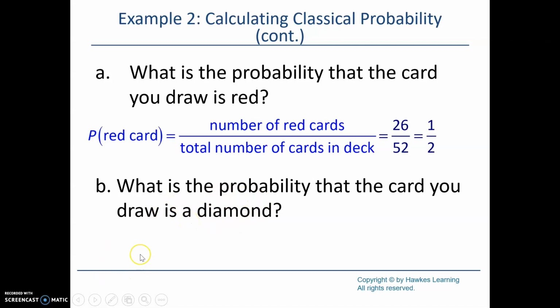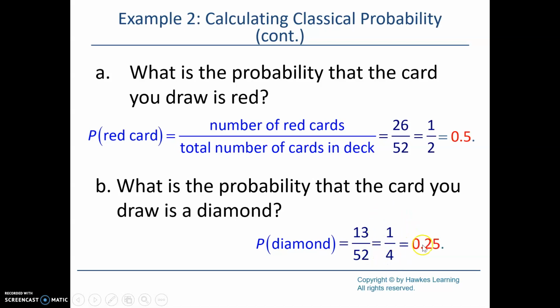So think about how you would set up your probability. Probability of a diamond. Well, you remember there's 13 cards in each suit, and a diamond is one of the suits. So 13 out of 52. Why 52? Because that is the total number of cards in a deck. That's why it's considered a classical probability, because you're guaranteed a standard 52-card deck. This 13 over 52 can reduce down to 1/4.